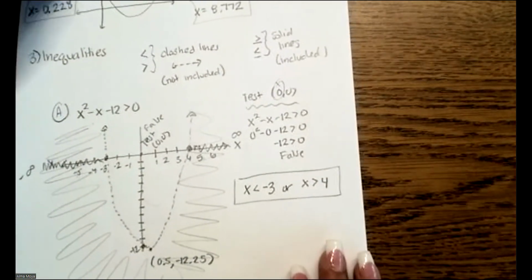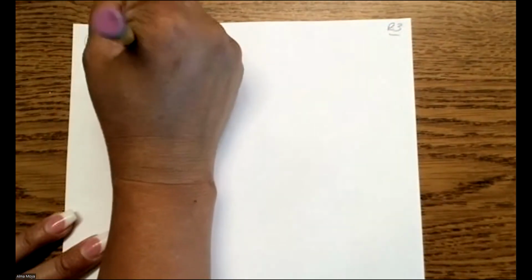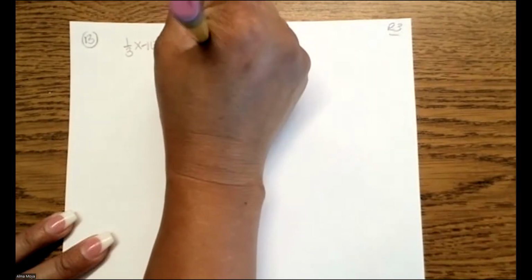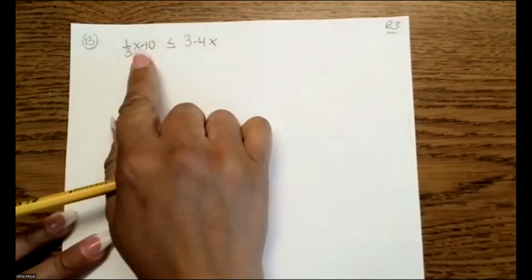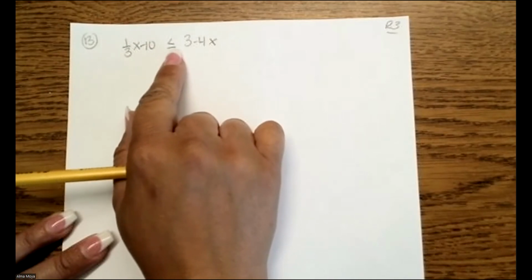Let's do one more example. Last one. Let's say we have 1/3 x minus 10 is less than or equal to 3 minus 4x. That's going to be drawn with a solid line because you have the line on the bottom.